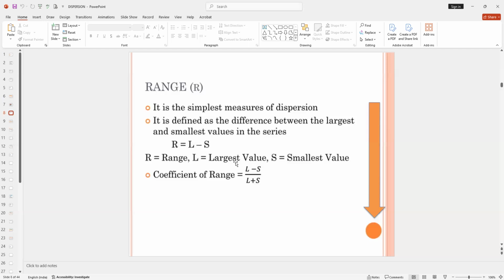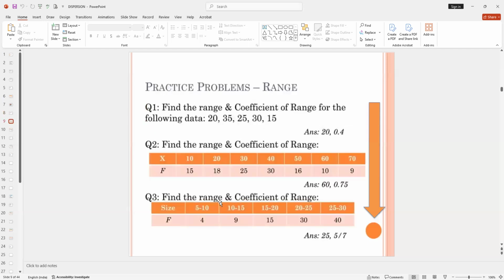Here, L denotes the largest value and S the smallest value. You can also find a relative measure of dispersion for range, the coefficient of range, that is largest minus smallest upon largest plus smallest value. Now, here are some practical questions related to all three series, individual, discrete, and continuous. You have to find the range of the given series. Here I have disclosed the answers also, so it might be helpful for you.